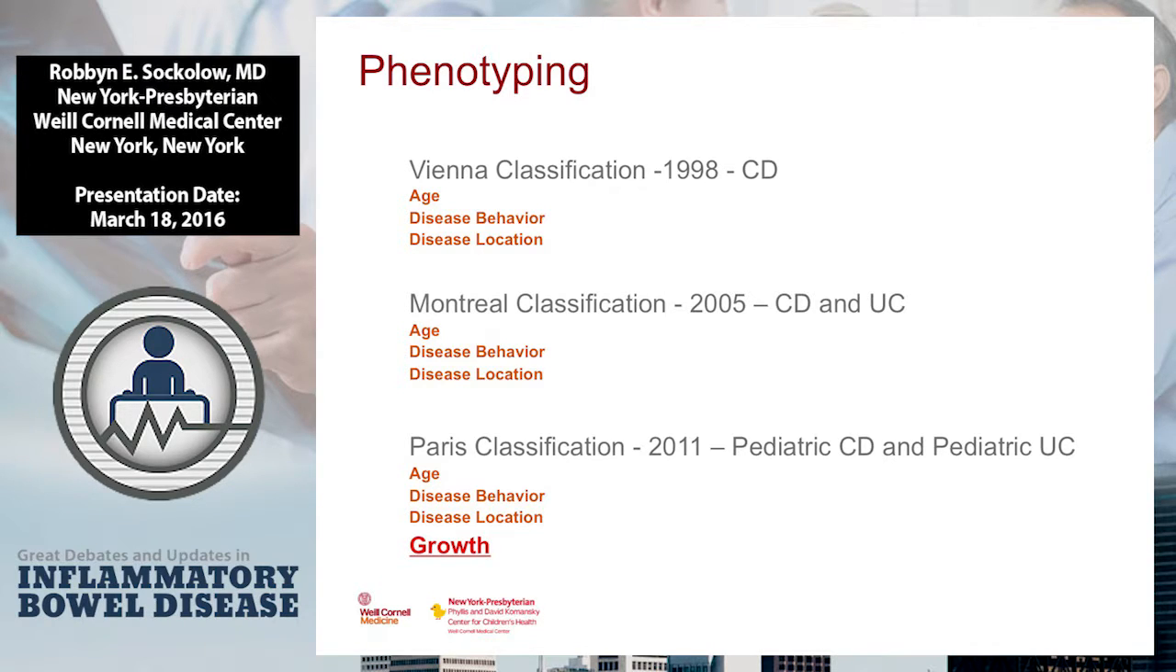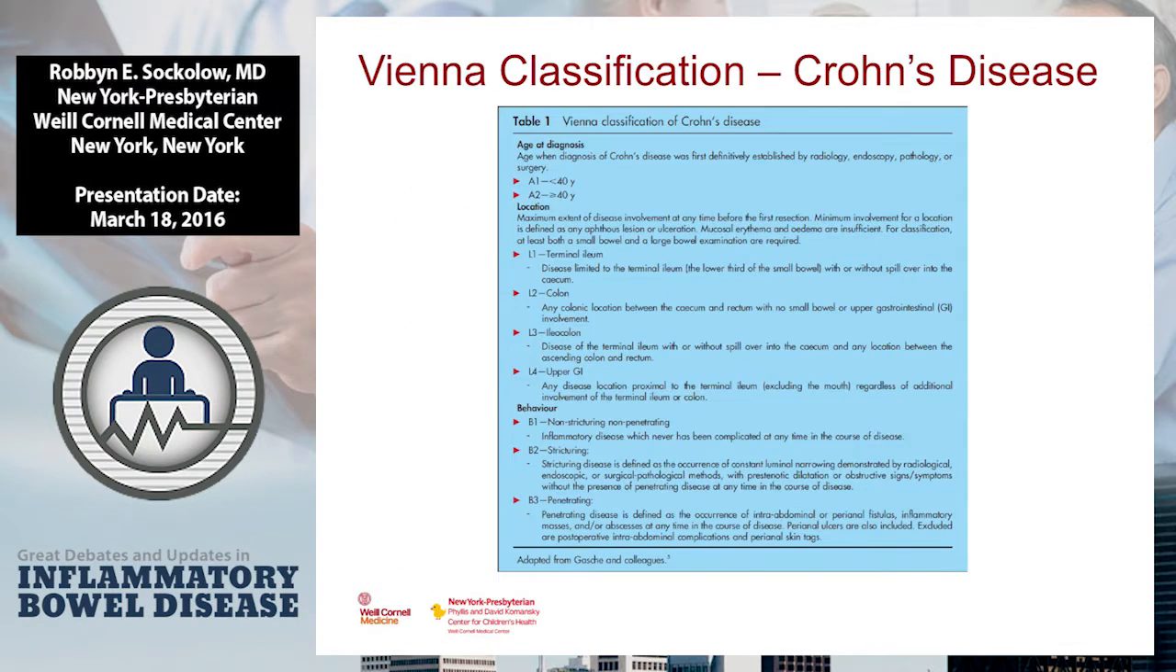The Vienna classification was put together in 1998, and that was specific for Crohn's disease. It looked at age of diagnosis, the disease behavior, and location of the disease. The Montreal, which was published in 2005, now took into account not only just Crohn's, but ulcerative colitis, again looking at age, disease behavior, and location. And in 2011, the Paris classification, which is specific for pediatric use and Crohn's disease, not only looked at age, disease behavior, location, but as you all know, for pediatrics, growth being an essential part of what we look at.